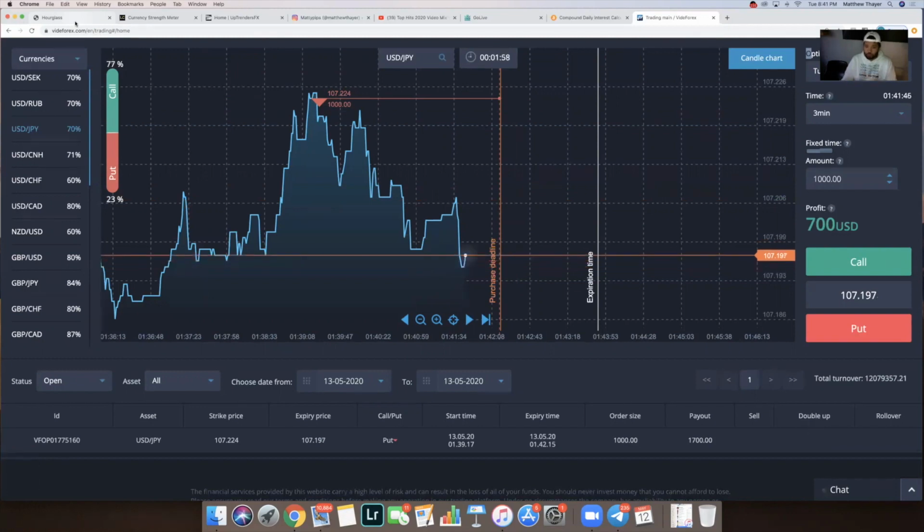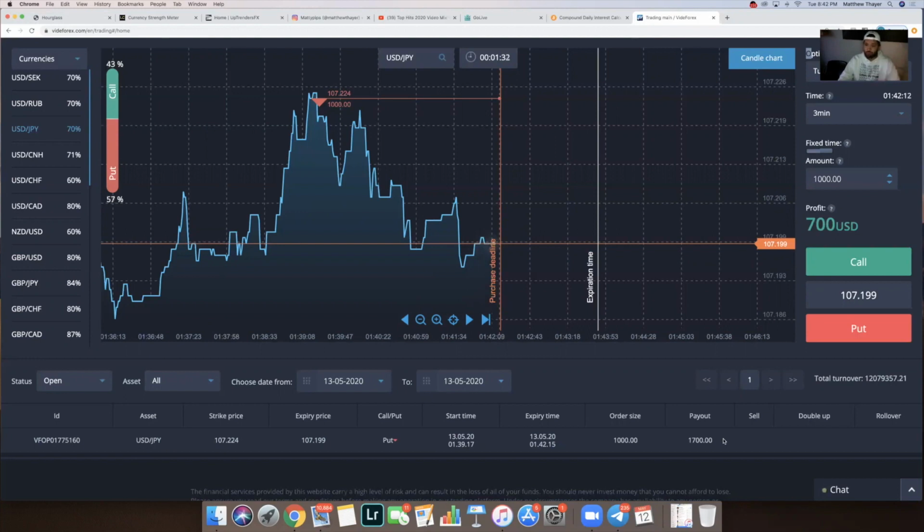So basically down here on the bottom, it lets you know which currency pair you got in at, your strike price, and your expiry price. So I got in here, price is right here, I did a put, which is basically saying it's gonna go down. I started at this time and it expires at this time. I risked $1,000 and I'm gonna have a payout of $1,700, guys, in 3 total minutes.